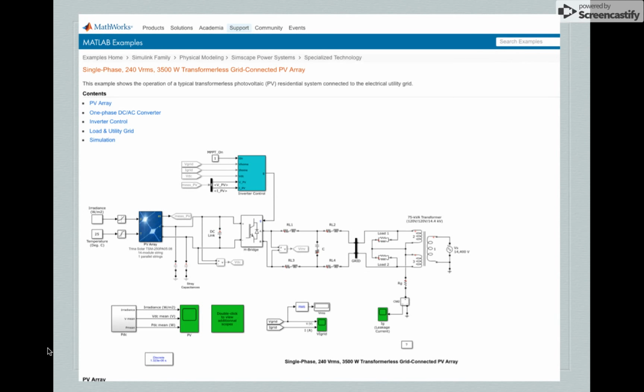So just like everyone else in the class, we were tasked with going to the MATLAB website and picking out a renewable energy example, either a wind or a PV example, and so I picked a rather simplistic one. Today we are looking at a single phase transformerless grid connected PV array.